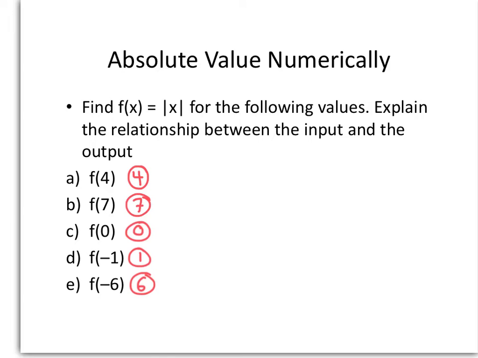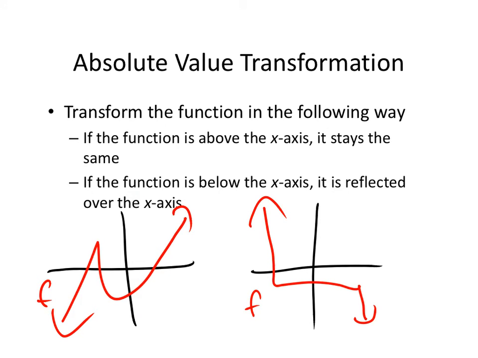We also do know the absolute value of a number is always positive because we're just measuring the magnitude or the distance from 0. We can use this property of absolute value to do absolute value transformations on the graph.